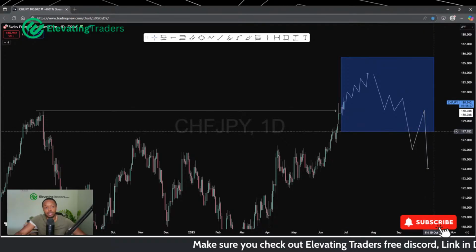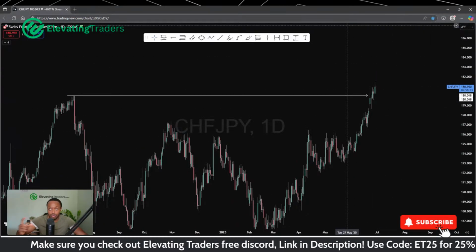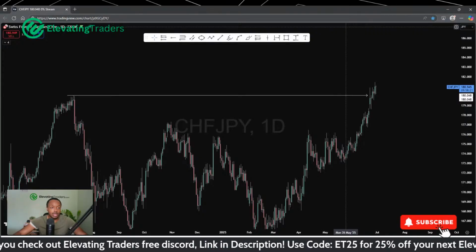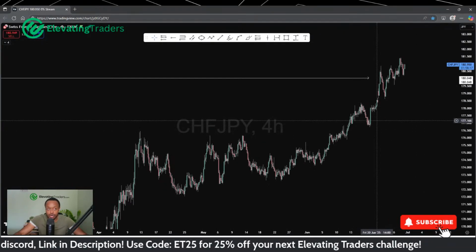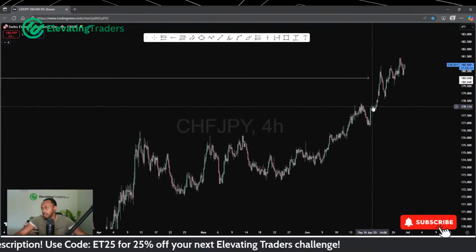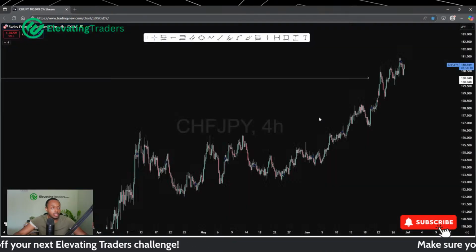So yeah, new all-time highs for Swiss Yen, very, very bullish. I think the bigger, more meaningful move will be the sells. So that's what I'm waiting for. But I'm waiting for bearish structure first. And at the moment, we do not have that. The market's still flying high and looking very bullish.